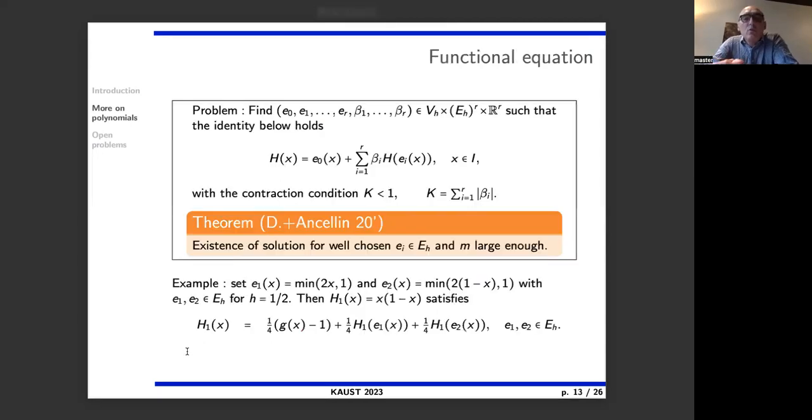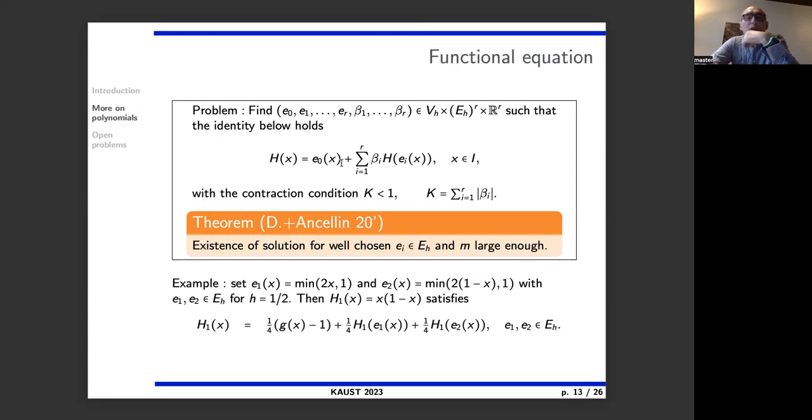So the first result is the following. I forgot to mention, take a polynomial h of any degree. So h is in P_n, a polynomial of degree n of one variable. I forgot to write that, it's a mistake. So h is any polynomial, you take one polynomial.